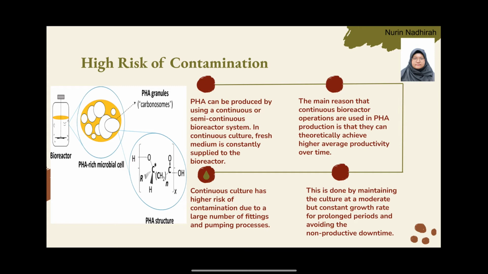Despite the significant upside of a continuous cultivation process, the value for PHA productivities has not reached the level that has been reported for fed-batch cultivation, and continuous culture has a higher risk of contamination due to a large number of feeding and pumping processes, the risk of backgrowth into the feed medium reservoir, and it has to maintain the genetic stability of the production strain over many generations.